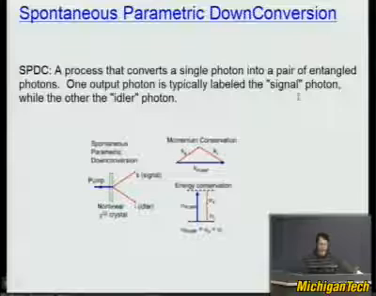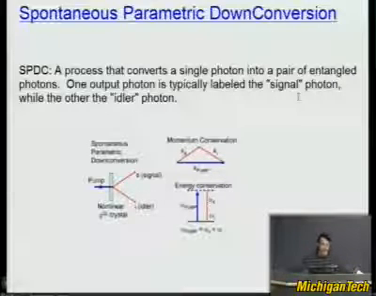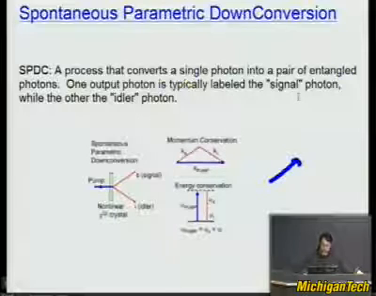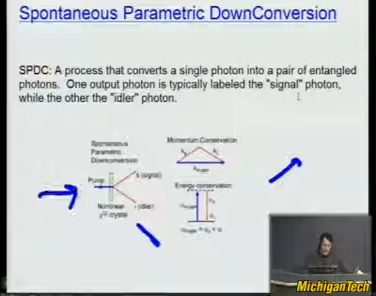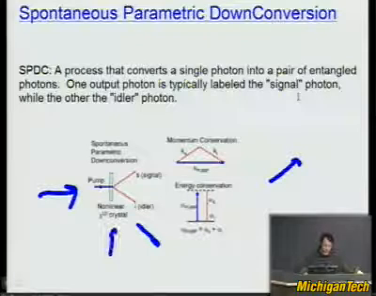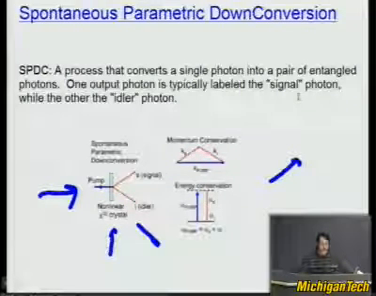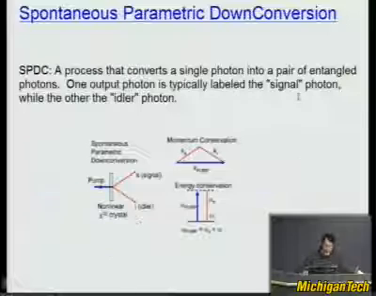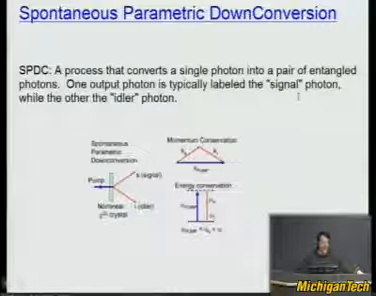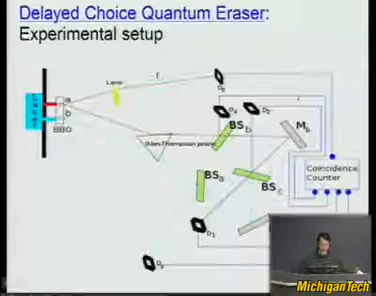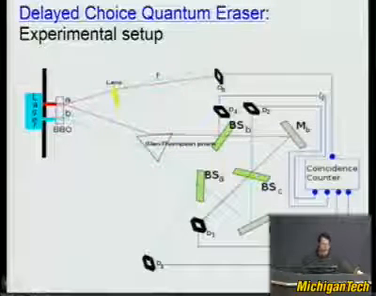It's a process that converts a single photon into a pair of entangled photons. One output photon is typically labeled the signal photon, while the other is called the idler photon. So here's the signal photon going up and the idler going down. Here's the initial photon going in, and here's your crystal, which creates a spontaneous parametric down conversion by magical processes. That's not what we're going to go after this time. So these are entangled photons. They carry information about each other. Makes 1 into 2.